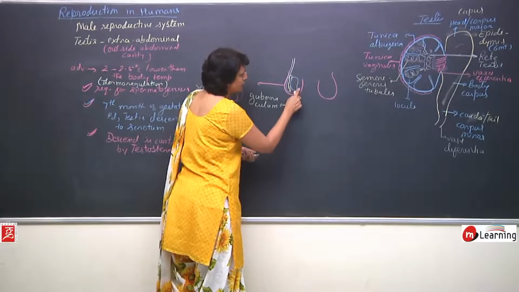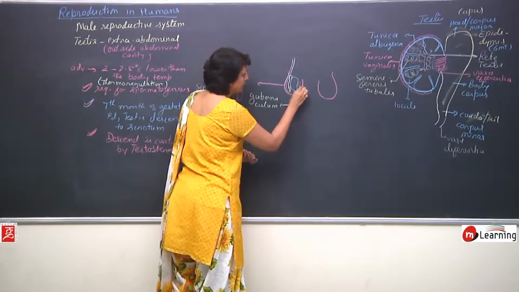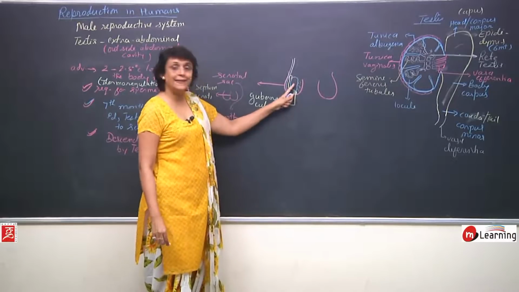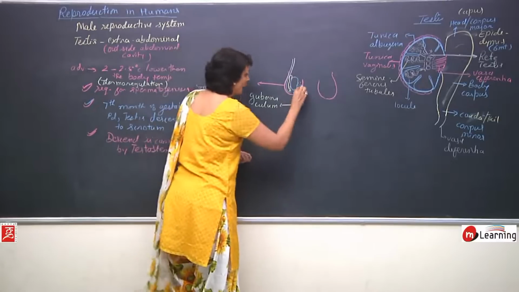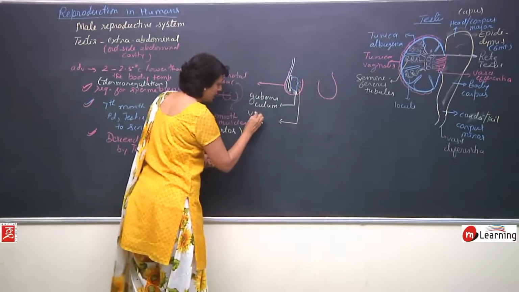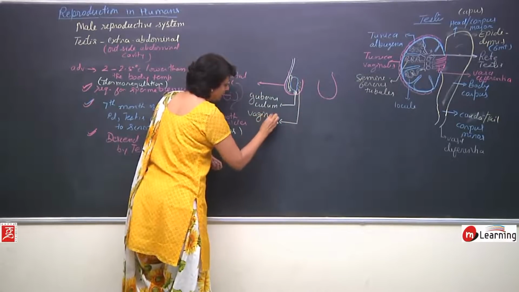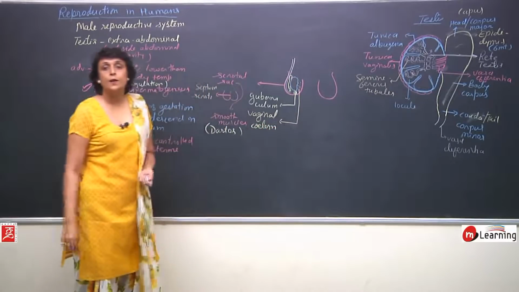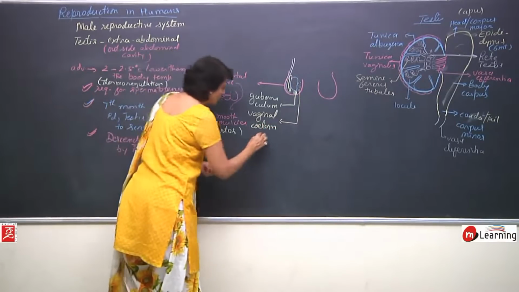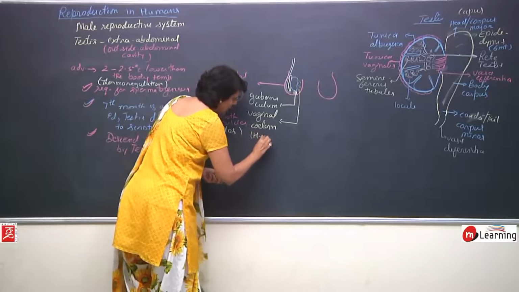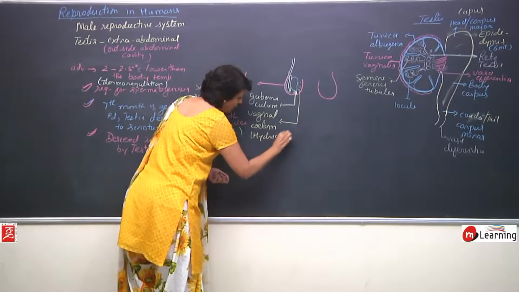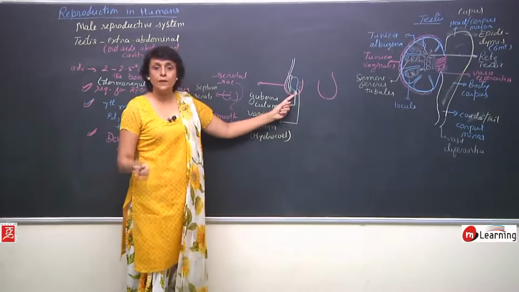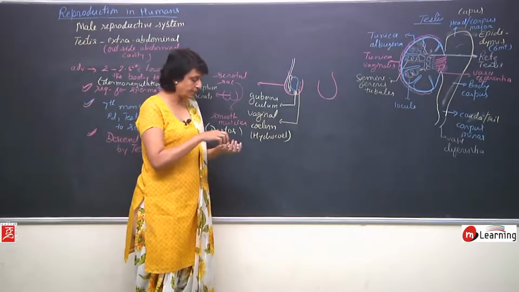The cavity that is present between the scrotal sac wall and the testis is known as vaginal coelom, and it is filled with connective tissue called hydrocele. So this cavity is filled with a connective tissue.